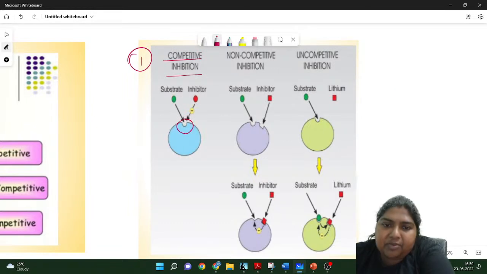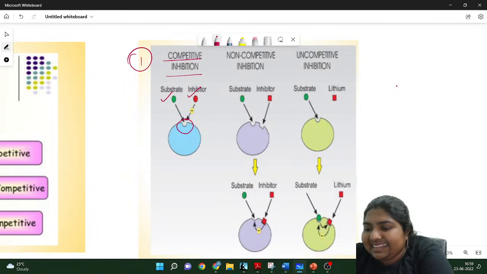Here, for the same site, both your substrate and inhibitor are fighting. So this is what is going to be called your competitive inhibitor. Both are fighting for the same site, no? Yes Harry. So this is what is called the competitive inhibitor.